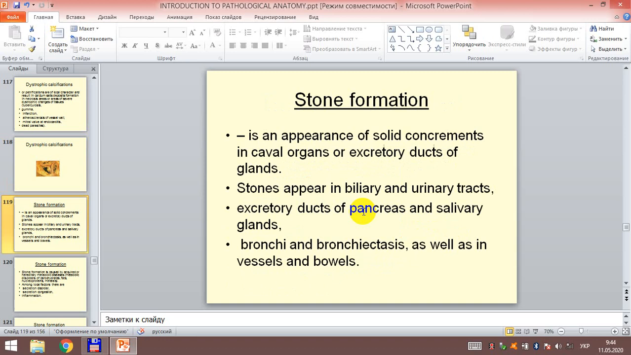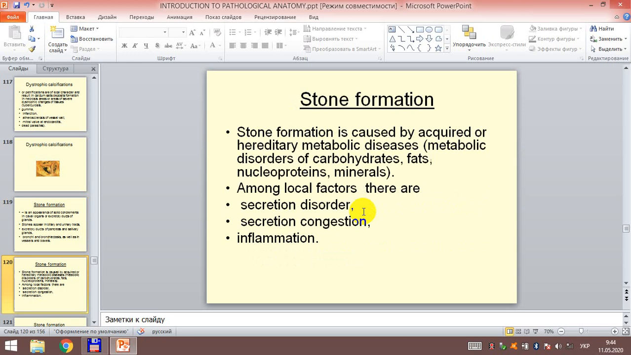Stone formation is an appearance of solid concrements in cavity organs or excretory ducts of glands. Stones appear in biliary and urinary tracts, excretory ducts of pancreas and salivary glands, bronchi in bronchiectasis, as well as in vessels and bowels. Stone formation is caused by acquired or hereditary metabolic diseases, metabolic disorder of carbohydrates, fats, nucleoproteins, minerals. Among local factors are secretion disorder, secretion congestion, inflammation.